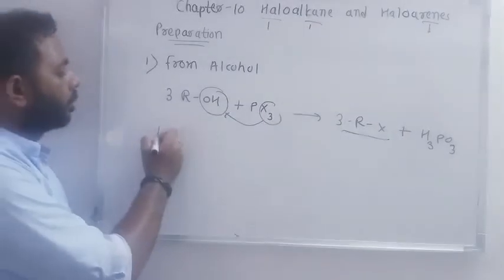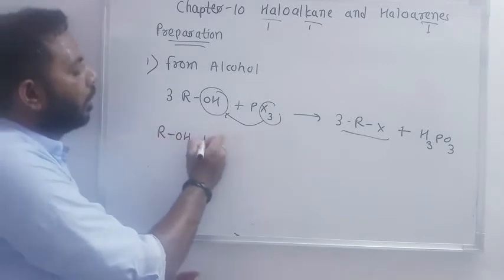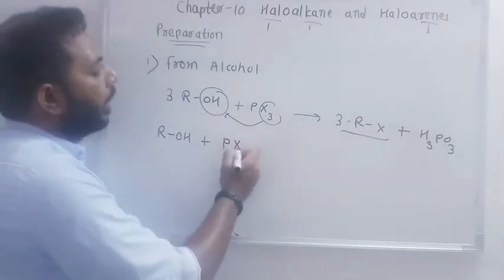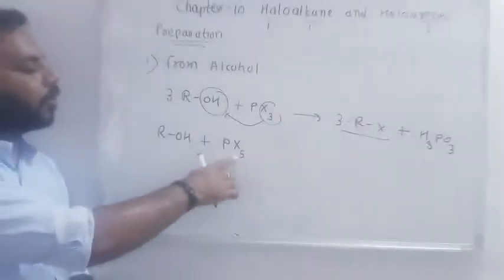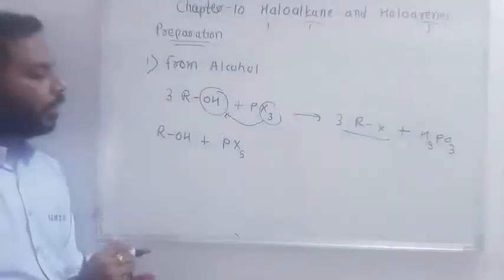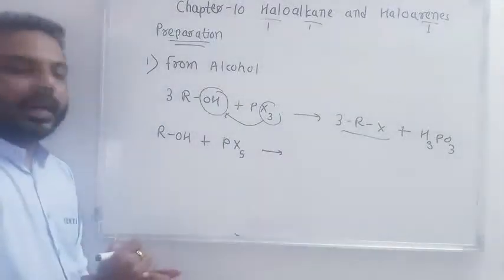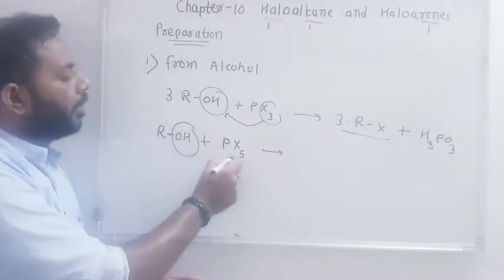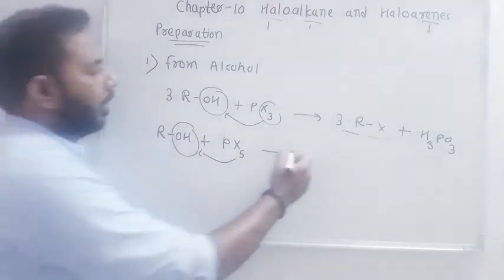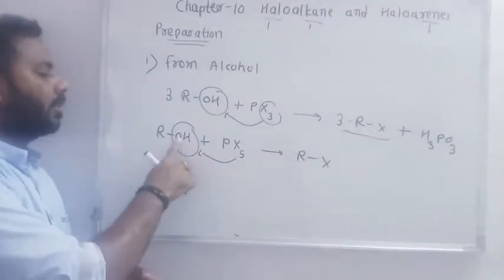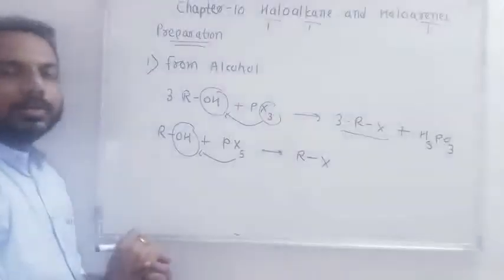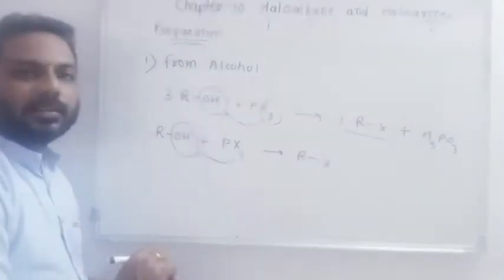Next reaction, alcohol reacts with phosphorus pentahalide. So we are writing PX5, which means phosphorus pentahalide. Halogen can be anything. It can be chlorine, it can be bromine. Okay. Now we are preparing haloalkane. So obviously OH minus will be replaced by halogen. So we will get RX. So OH minus is replaced by X, halogen. So we are getting RX, that is haloalkane.